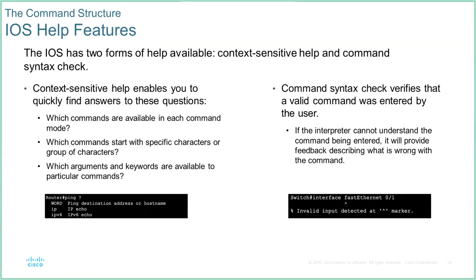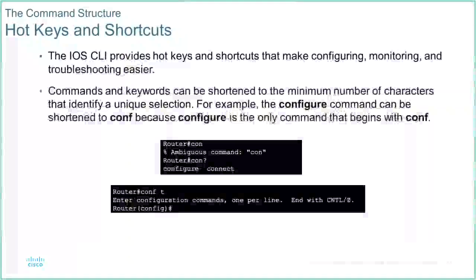If the device doesn't understand what you've typed, it'll come up with this little caret symbol at the point that it no longer understands what you are entering. So in the privilege mode, interface is a valid command, but not in this format. So it's saying, I don't understand what you're typing from this point. So it tells you where a potential typo has occurred.